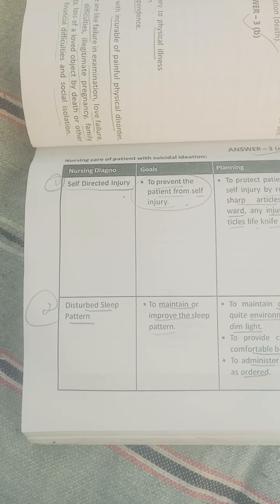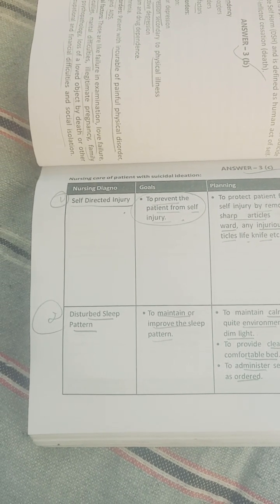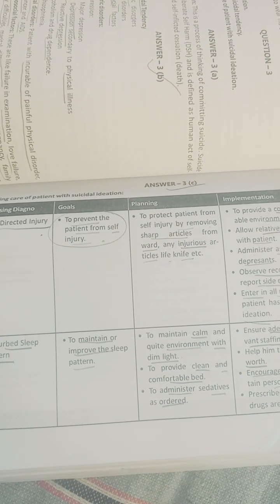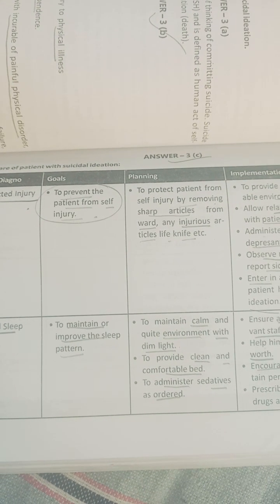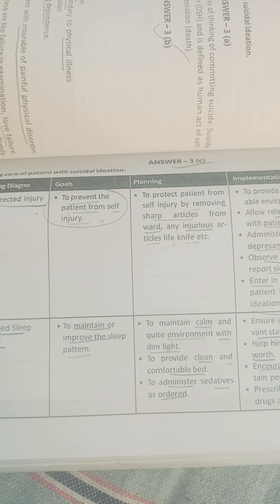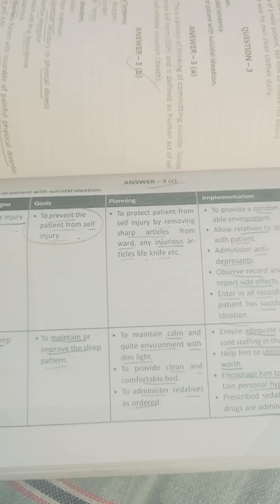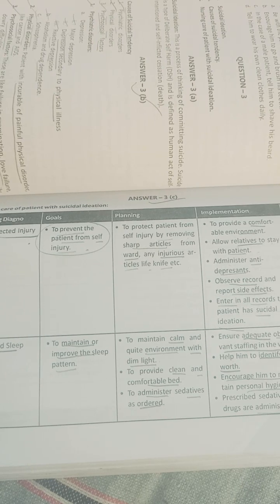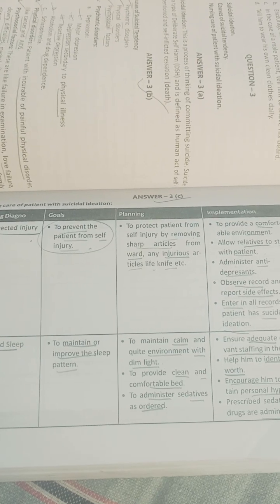The nurse's goal is to prevent the patient from self-injury. That means the nurse's main focus is to save the patient from self-injury. The planning is to protect the patient from self-injury by removing sharp articles from the ward, any injurious articles like knives, etc. The main motive is to protect the patient's health by removing all the sharp objects that are dangerous. This is very important because this is very injurious to health.